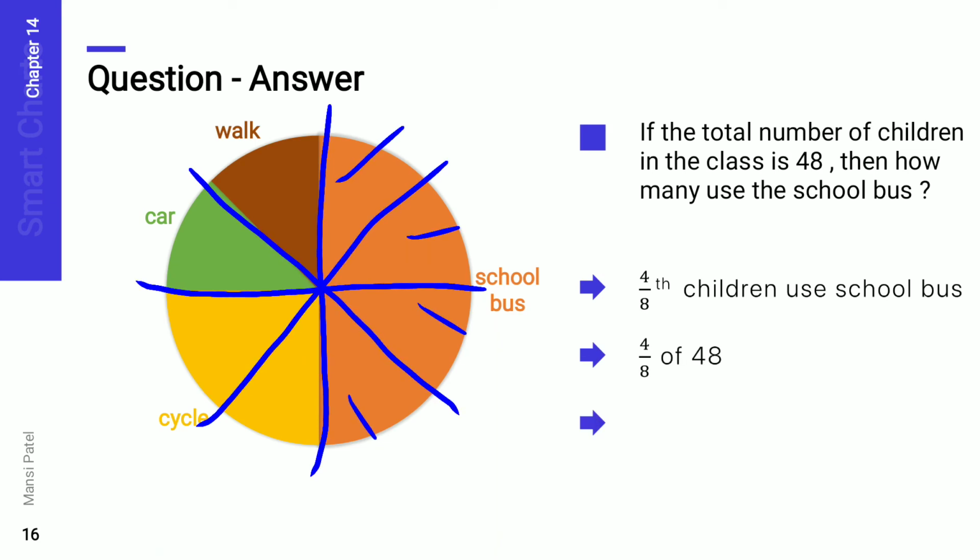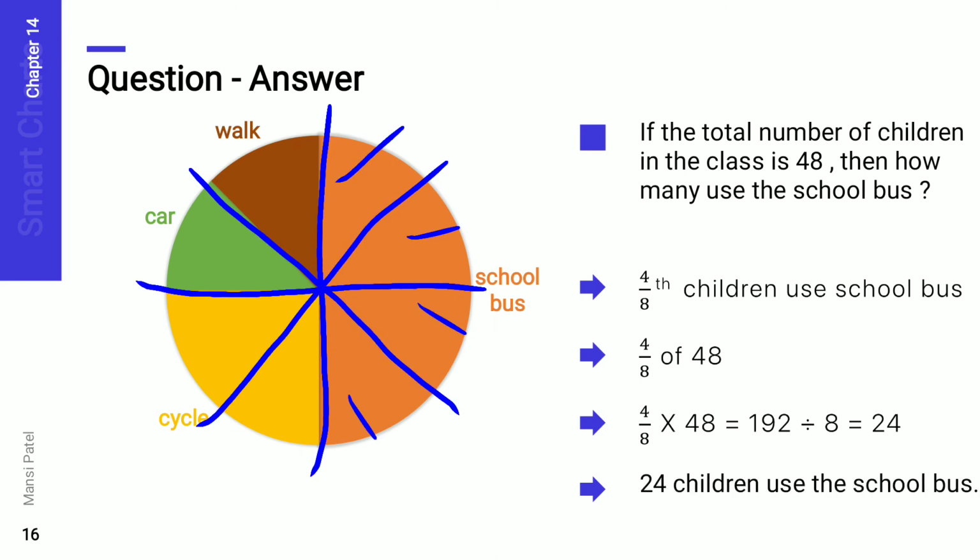Now just remove this sign of and do the multiplication. 48 into 4 is equal to 192, and 192 divided by 8 is 24. So we can say that out of these 48 students, 24 children are using the school bus.